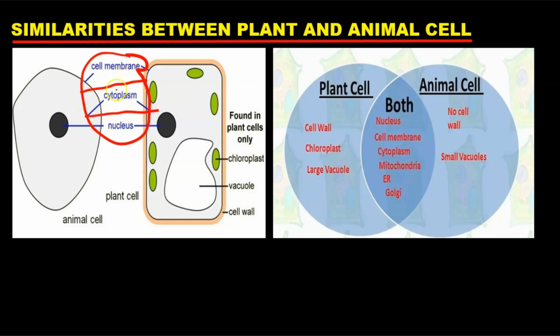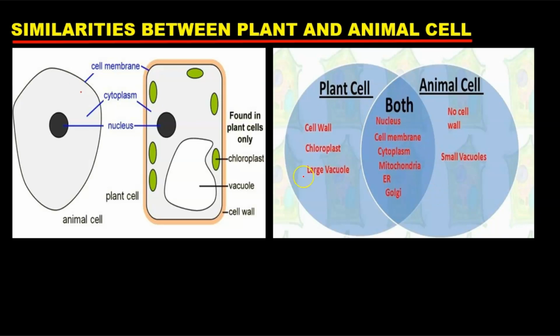What are the parts? The animal cell and the plant cell both have a cell membrane. The plant cell and animal cell both have the cytoplasm. Plant cell and animal cell both have the nucleus. So this is the similarity between the two. Okay, so you can look at it in terms of the Venn diagram. If I were to present them in terms of the Venn diagram, it will be like this.